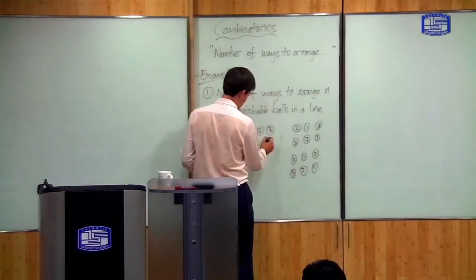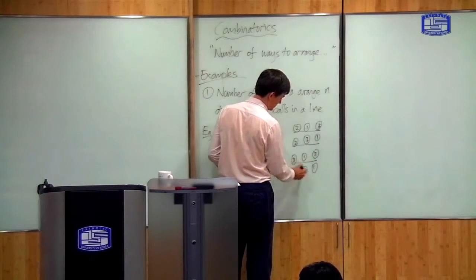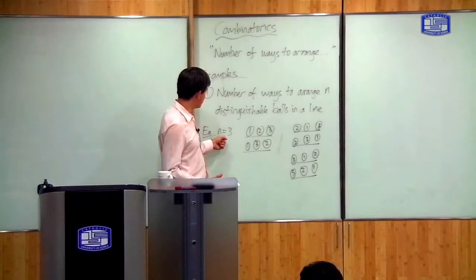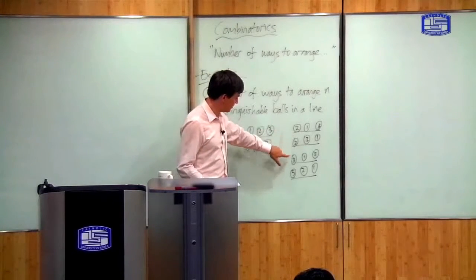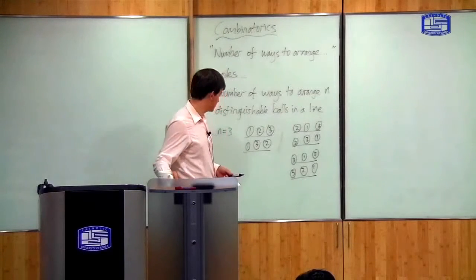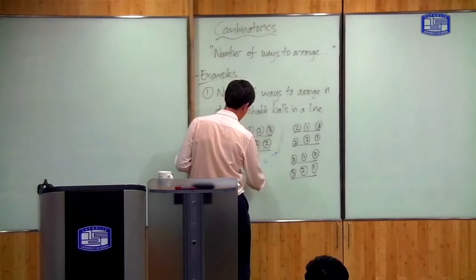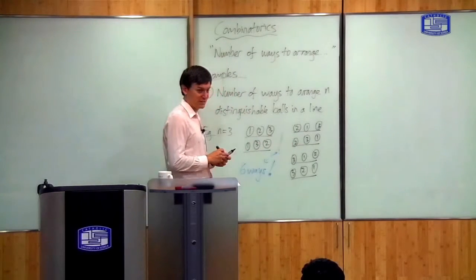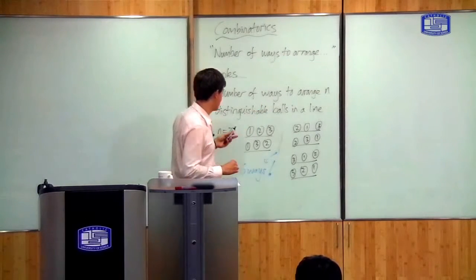So if I arrange them in a line, I can do it like this, or this, or this, or this, or this, or this. So you see, for the case of n equals 3, if I have 3 balls, there are 1, 2, 3, 4, 5, 6 ways to arrange them in a line. So for this case, the answer is 6 ways. There are 6 ways of arranging 3 balls in a line, which I've written there.